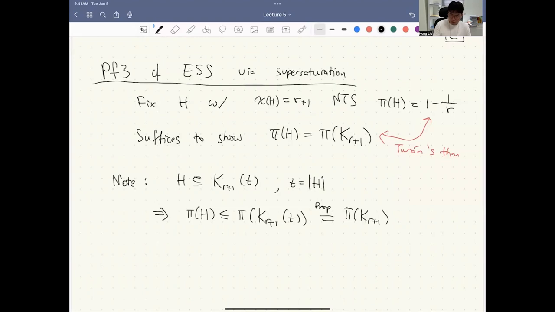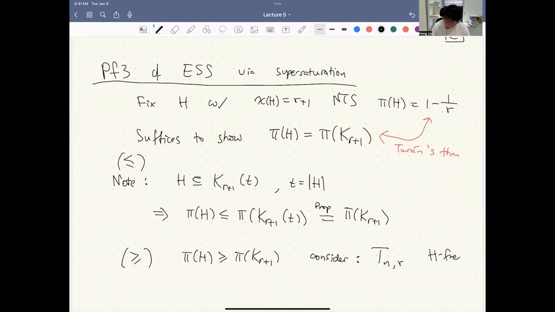The greater-or-equal direction is even simpler. For the lower bound, we need pi of H at least pi of K_{r+1}. Just consider the n-vertex r-partite Turán graph, which is H-free, because whatever subgraph is there must be r-colorable, but the chromatic number of H is r plus 1.